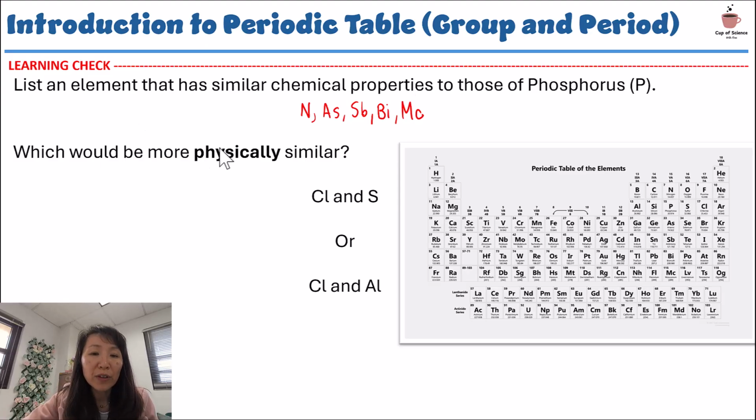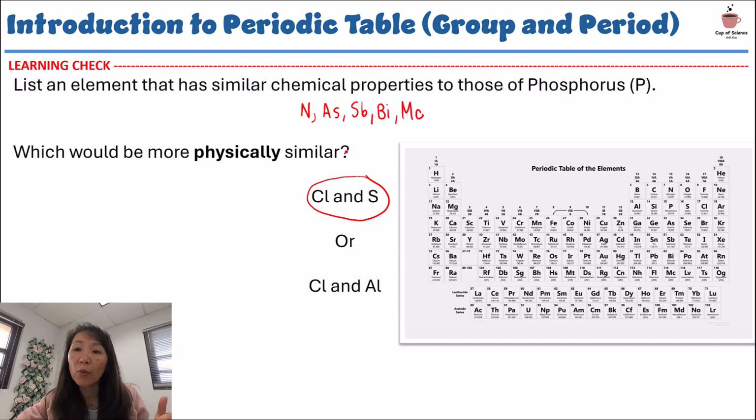Which would be more physically similar? Physically, chlorine and sulfur. So chlorine is right here, and sulfur. Or chlorine and aluminum. Yeah, chlorine and sulfur are closer together, so they're more closely physically similar, whereas chlorine and aluminum are further apart, so therefore they're not as physically similar.